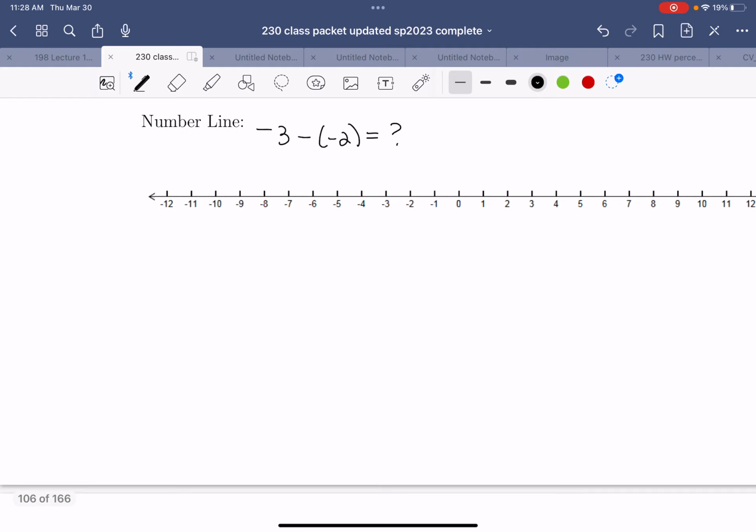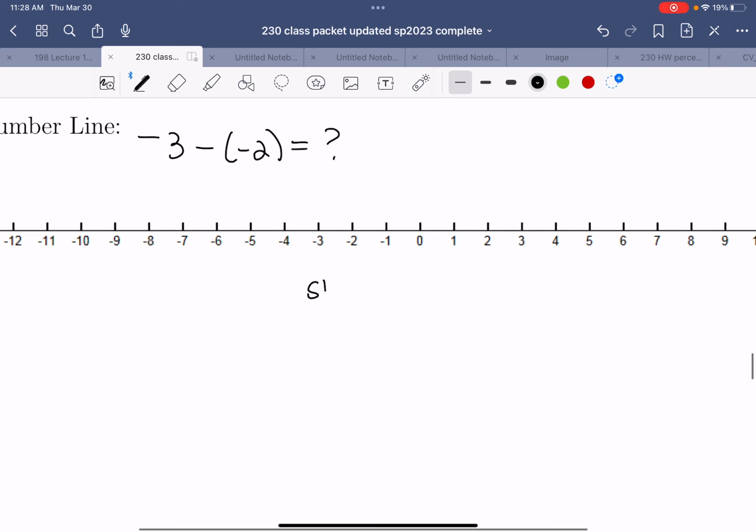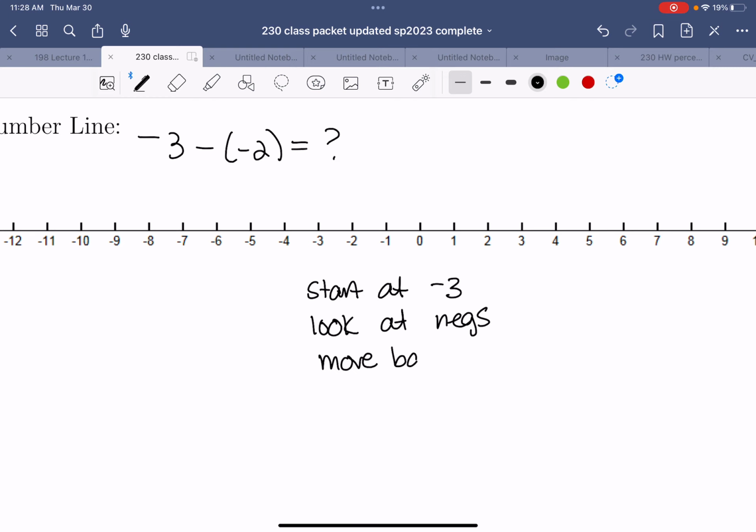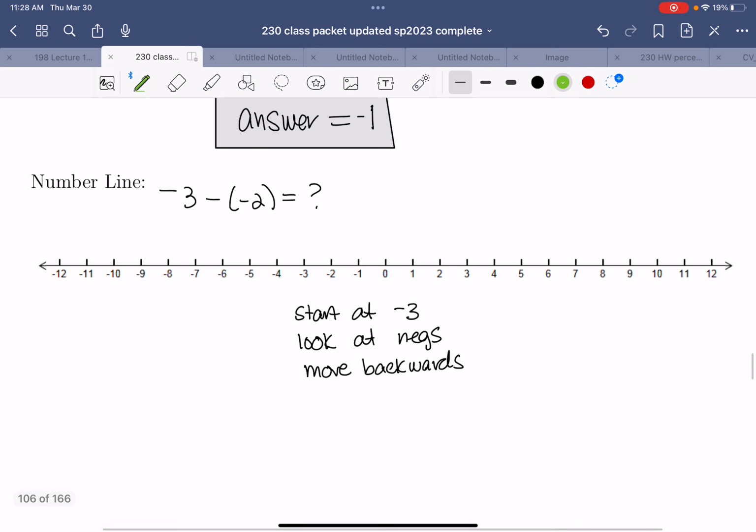Okay, so in this case, for the number line, we're going to start at -3, because that's our first integer. We are going to look in the direction of the second integer. My second integer is -2, so we're going to look at the negatives. And we are subtracting, so we are going to move backwards. So we start out at -3. We are going to look at the negatives. Most of the negatives are in that direction. And then we are going to move opposite that arrow. We're going back 2 spaces: 1, 2, and we end up at -1. So our answer is -1.